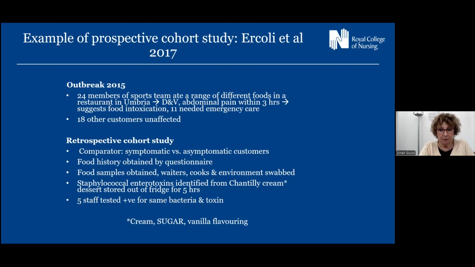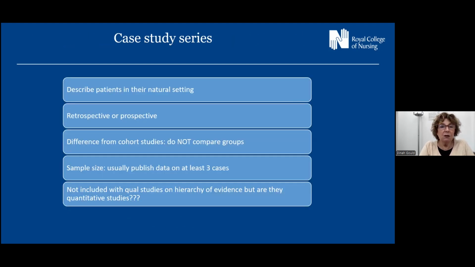Case study series come further down the hierarchy altogether, and they describe patients in their natural setting. They can be retrospective or prospective, and they're different from cohort studies in that they don't seek to compare groups, but they compare sequential numbers of patients. Sample sizes are usually very small, especially if it's a rare new disease being described. But if people publish their studies, it's usually at least 3 cases that they describe by convention.